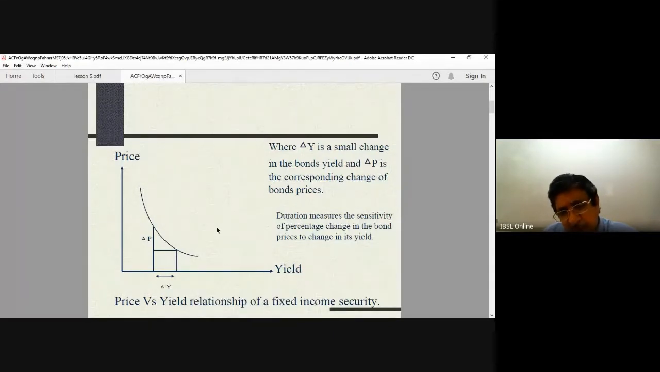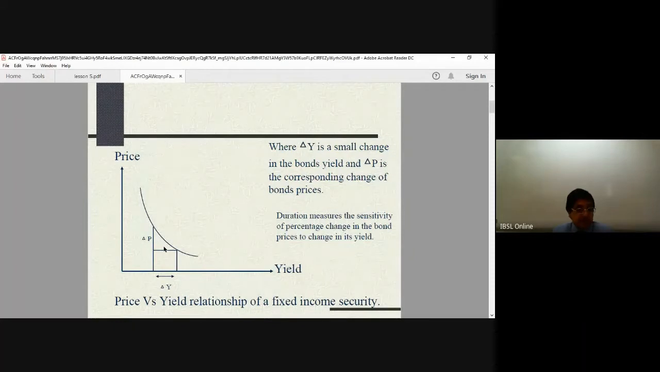So you can say the duration measure is reliable only for small interest rate changes. It is not reliable for very broad interest rate changes. Now I can give an example. You normally measure interest rates in basis points. Say, for example, if the interest rate change is higher than 150 basis points, in normal terms we call it 1.5%. 150 basis points is equal to 1.5%.